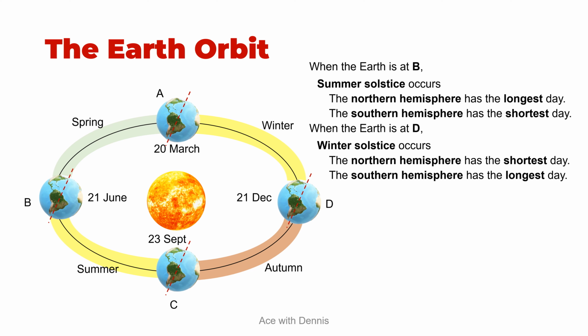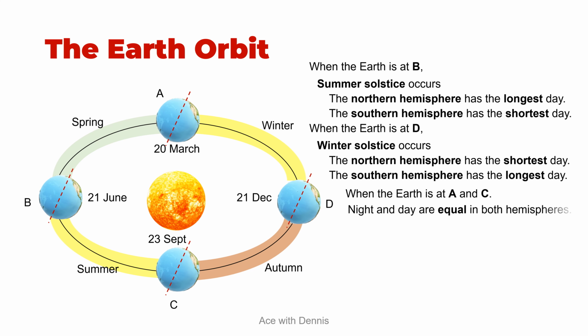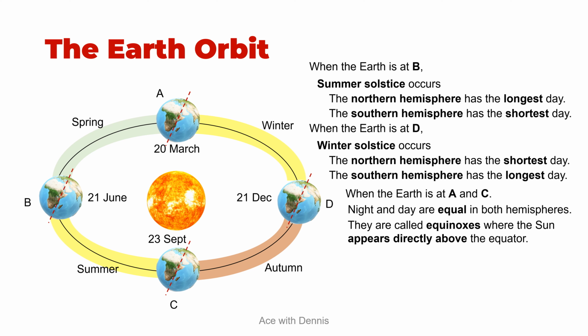Now, how about A and C? When the Earth is at A and C, night and day are equal in both hemispheres. They are called equinoxes, where the sun appears directly above the equator.